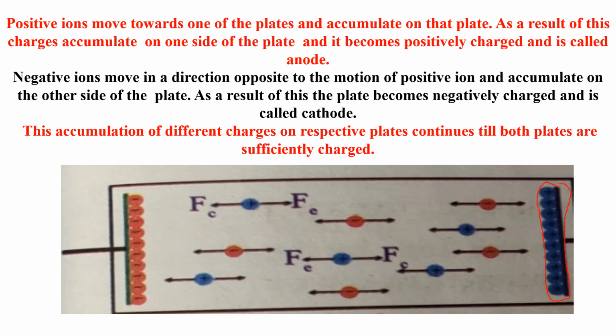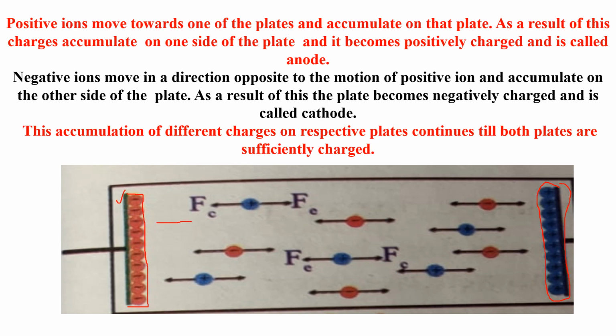And negative ions, see here, this side, these are all negative ions. Now positive and negative cannot go to the same plate. They go to the opposite plates, right? So negative ions move in a direction opposite to the motion of the positive ions and accumulate on the other side of the plate. As a result of this, the plate becomes negatively charged and it is called cathode. Positive is anode, negative is cathode.